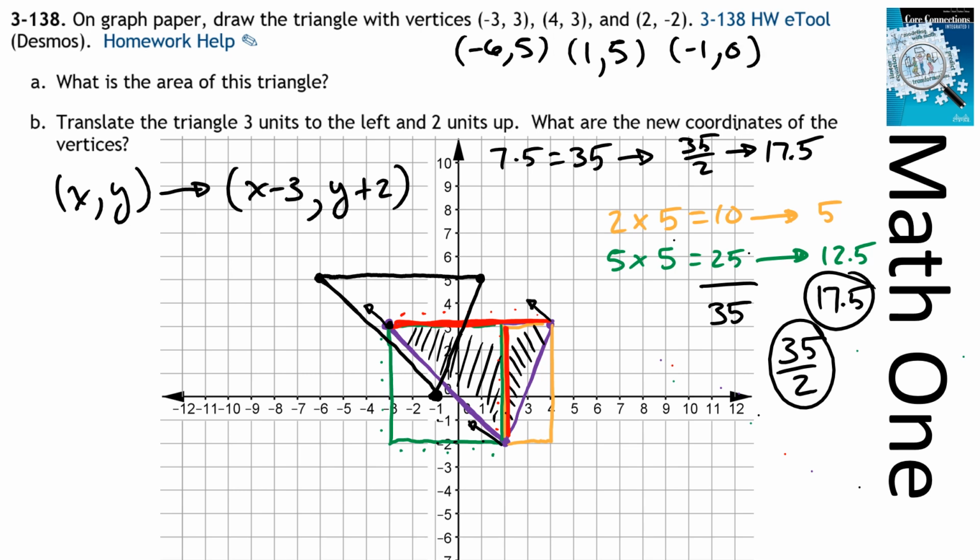And you can see that those are exactly the coordinates we have. This coordinate is at negative 6, positive 5. This one's at positive 1, positive 5, and then this one's at negative 1, 0.